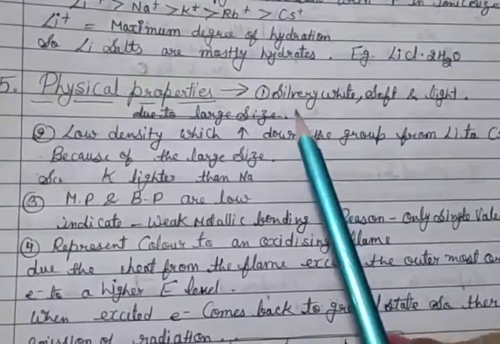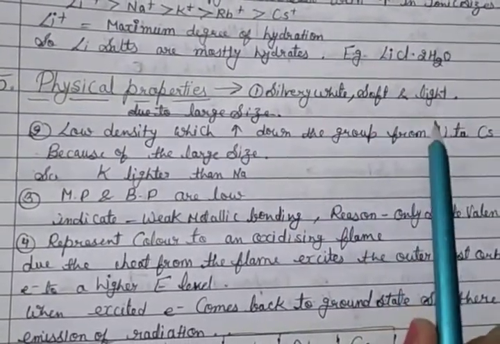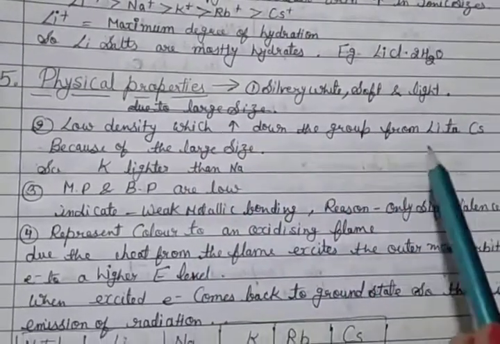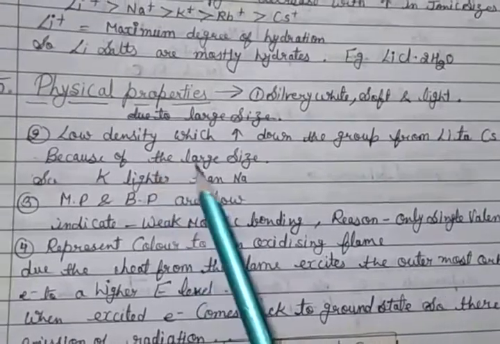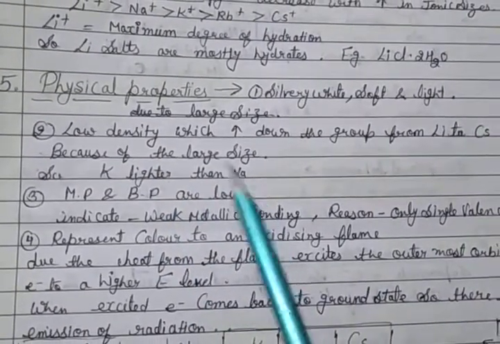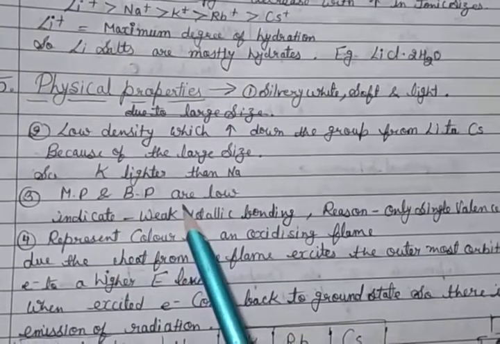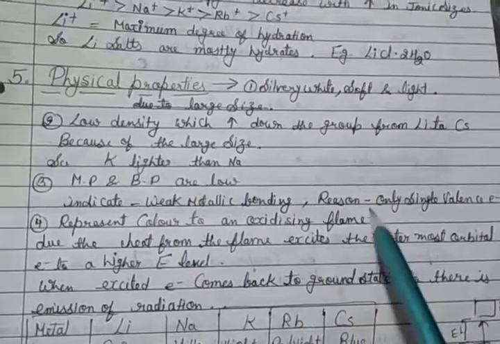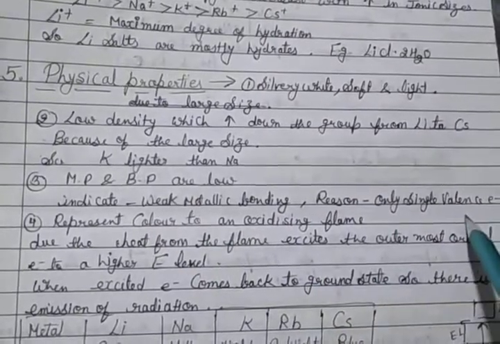Then the physical properties of group first. Alkali metals are silvery white, soft and light. They have low density, which increases down the group from lithium to cesium because of the large size, though potassium is lighter than sodium. Melting and boiling points are low, indicating weak metallic bonding. Reason: only a single valence electron.